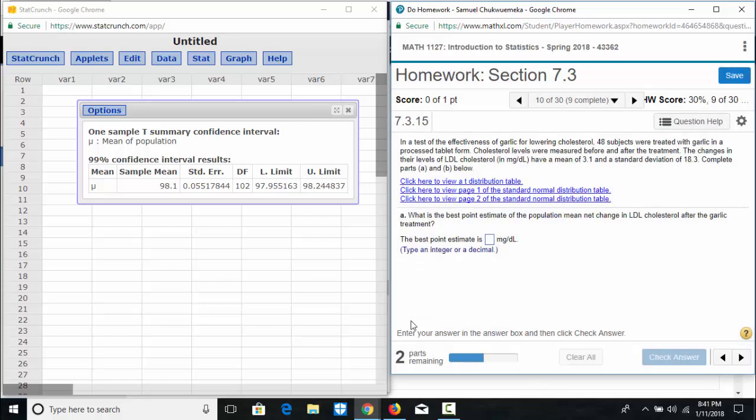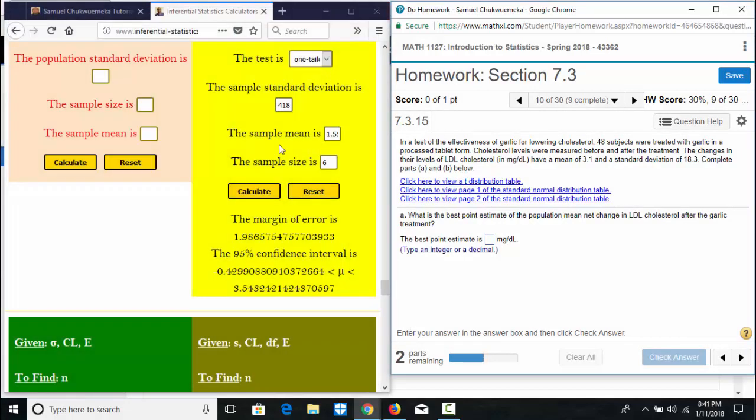Question 10. My turn. In a test of the effectiveness of garlic for lowering cholesterol, 48 subjects were treated with garlic in a processed tablet form. Cholesterol levels were measured before and after the treatment. The changes in their levels of LDL cholesterol in milligrams per deciliter have a mean of 3.1 and a standard deviation of 18.3.